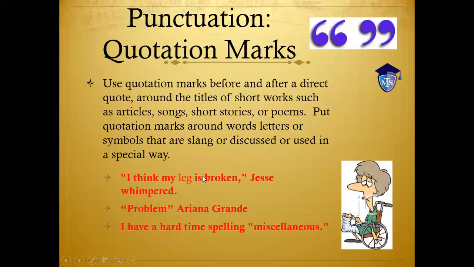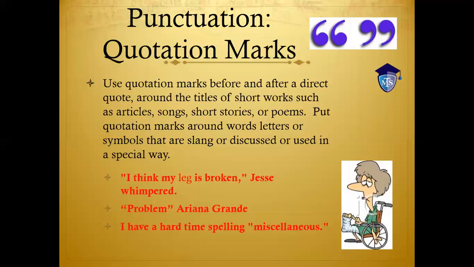For example: "I think my leg is broken," Jesse whimpered. This sentence is the same sentence that Jesse said: "I think my leg is broken." So not me, not you. That is the same thing that happened and the same thing that was said by her. And that is why we put it between quotation marks.